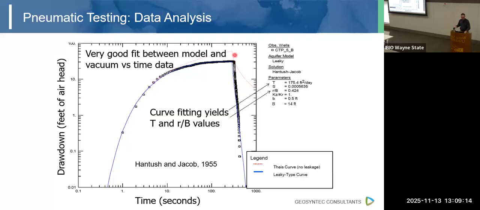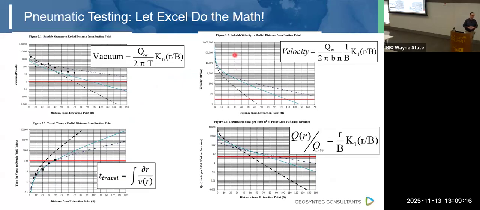which we can then use to look at all kinds of different things about how the fluid is flowing through that subsurface. So we can look at vacuum as a function of distance, the velocity of that soil gas, the travel time, how much of that soil gas is from indoor air leaking across the floor slab. And if we need to mitigate this building, these are great data to have to use for the design of that mitigation system.